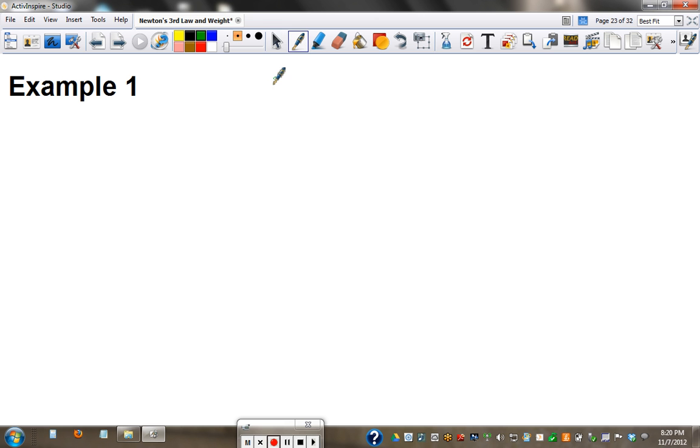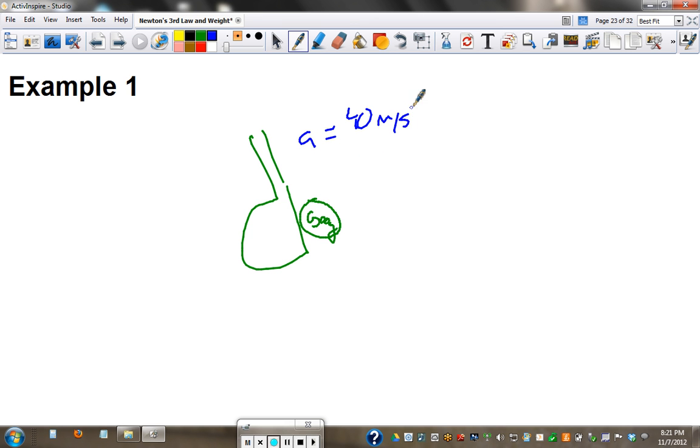Example number 1. So let's start with a golf ball, 500 grams, and a golf club swinging at it really hard. It doesn't matter what the golf club is, but we do know that this ball is going to accelerate at 40 meters per second squared after contact. So boom. I want to know, what's the force of the ball on the club and direction?